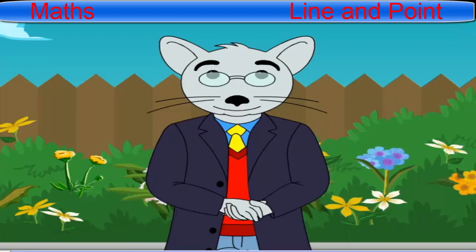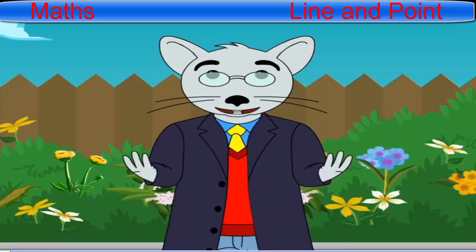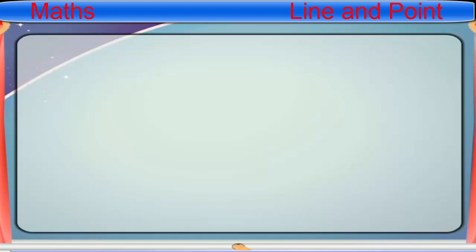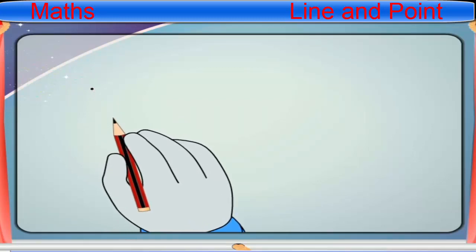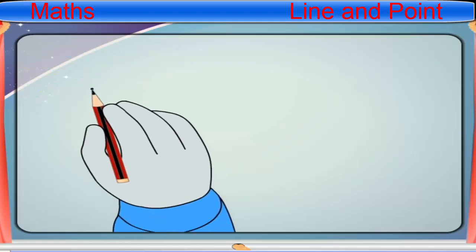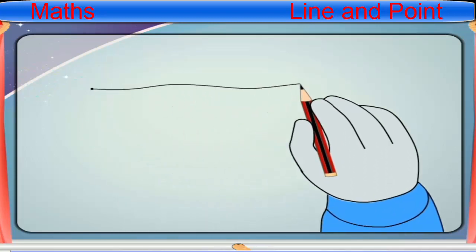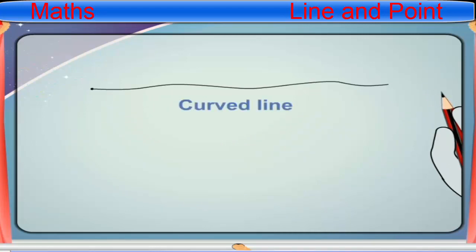Students, now you all know what a point is. When we take a pointed pencil and mark a dot and remove the pencil from the paper, we have a point. What if we do not remove the pencil but drag it? Here we obtain a curved line. Yes, this is a curved line. When we draw a line with our hands, we get a curved line.